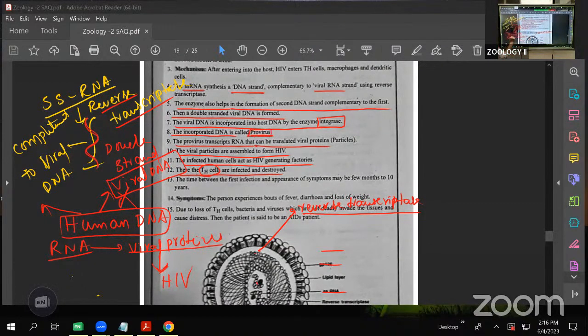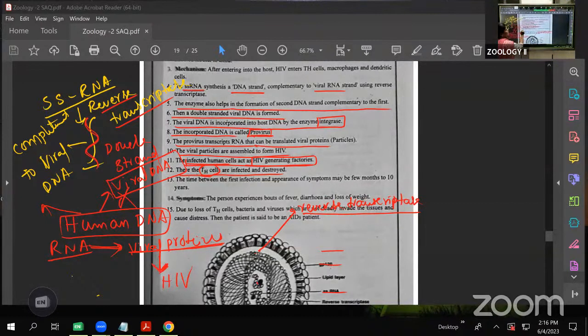What is the use of this provirus? The provirus transcribes the RNA, and it is translated into viral proteins. These viral proteins gather and form HIV. Like this, inside the infected human cells, HIV is being formed every time. That's why it is called HIV generating factories. The T helper cells are also infected and damaged.